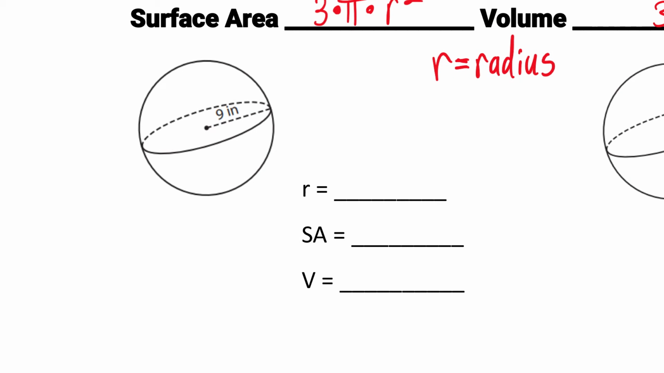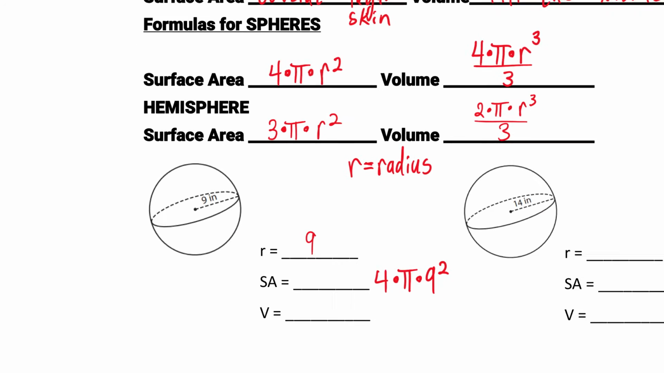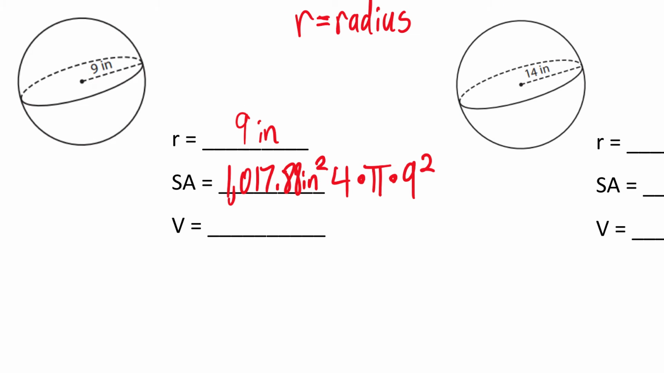All right, so on this sphere, what's the radius? It's 9. So for the surface area of a sphere, here's the formula, 4 pi r squared, so I'm just going to plug into that. 4 times pi times 9 squared. Okay, I want everybody to type that in your calculator. All right, and it gives you 1017.88 square inches.